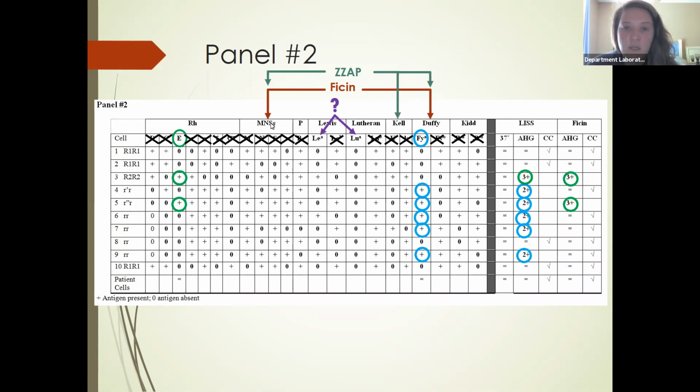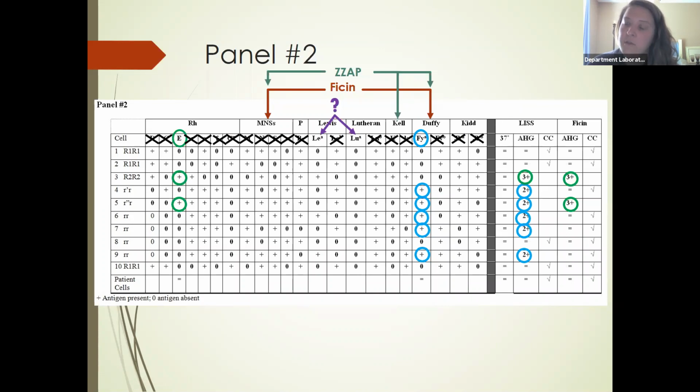And if you take a look, this cell also happens to be big E positive, which we had not crossed off yet. So big E is definitely a possibility. All right, and then you're given some additional information. You have some ficin or enzyme treated cells. So the cells were treated with enzyme. Remember that enzyme will destroy the Duffy antigens from your panel cells as well as the MNS system.